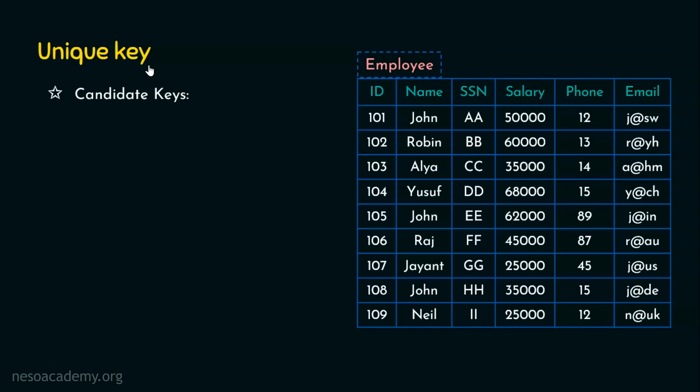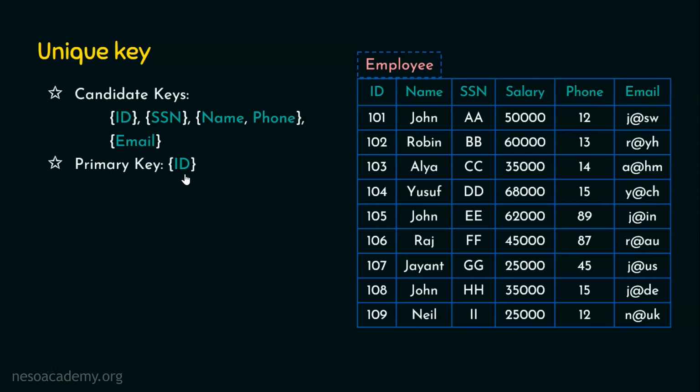If you are not clear, just see this example. We have already chosen the candidate keys: ID, SSN, name and phone number combo, and email. And we have chosen the primary key, which is ID. So obviously the alternate keys are SSN, name and phone number, and email. Now what is a unique key? Just pause this video for a while and think which of the keys may contain 100% unique values, but can also support null values.